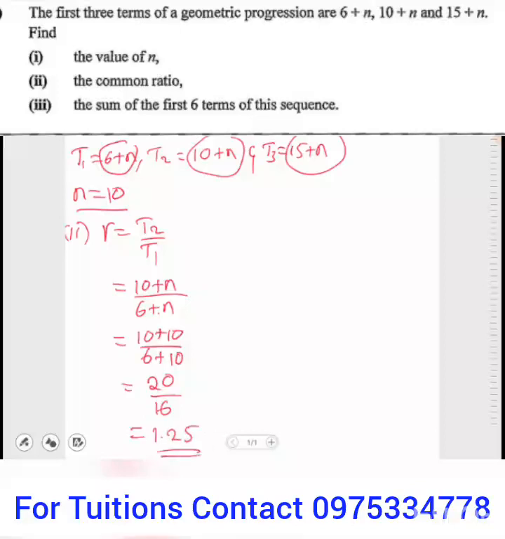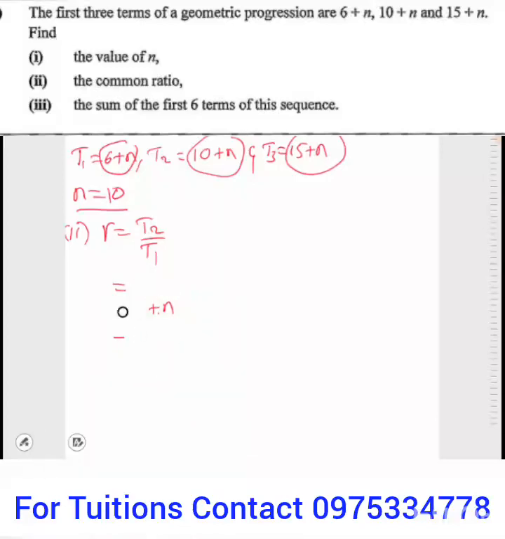Okay, so this is the answer when you divide 20 by 16. Make sure that you put it like this, since you are using a calculator. So you know that the common ratio is equal to 1.25, like that. Now what is the third question?